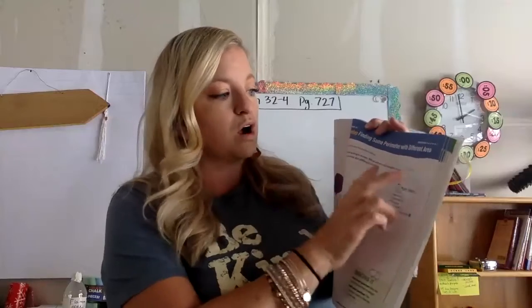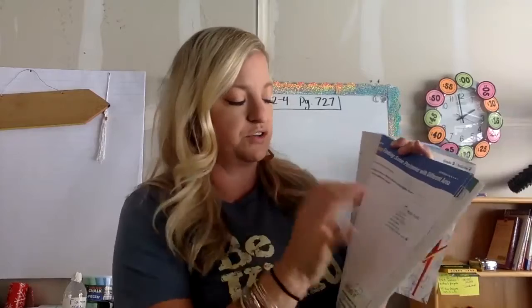Today we're doing lesson 32, session 4. It is finding the same perimeter with a different area. So perimeter is adding up all of the outsides, and then the area is when you multiply length times width. So perimeter is add. Or you can take this side and times it by 2, this side and times it by 2, and then add those together, and you'll also get the perimeter.